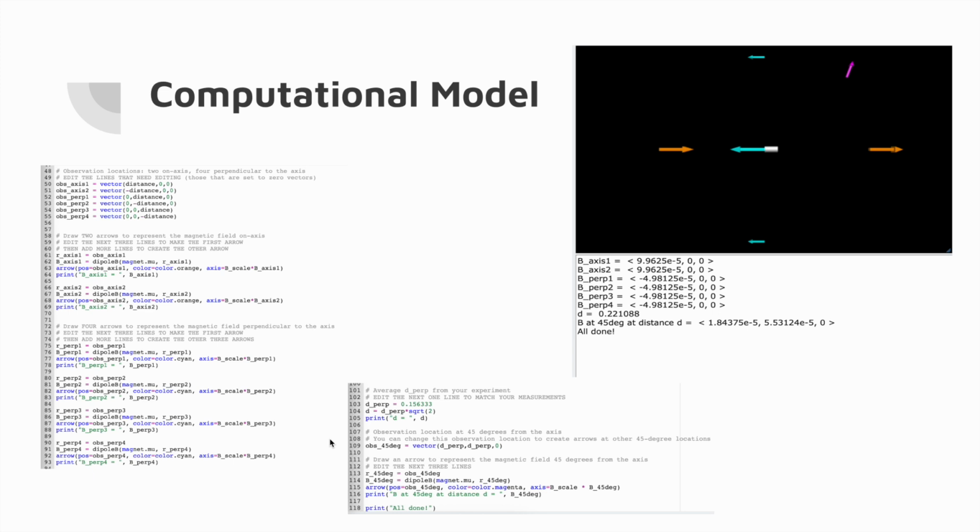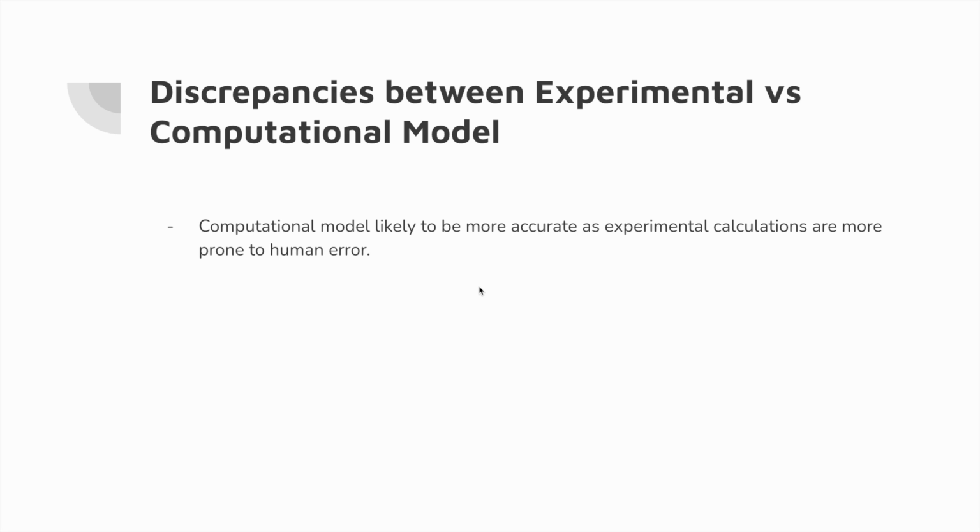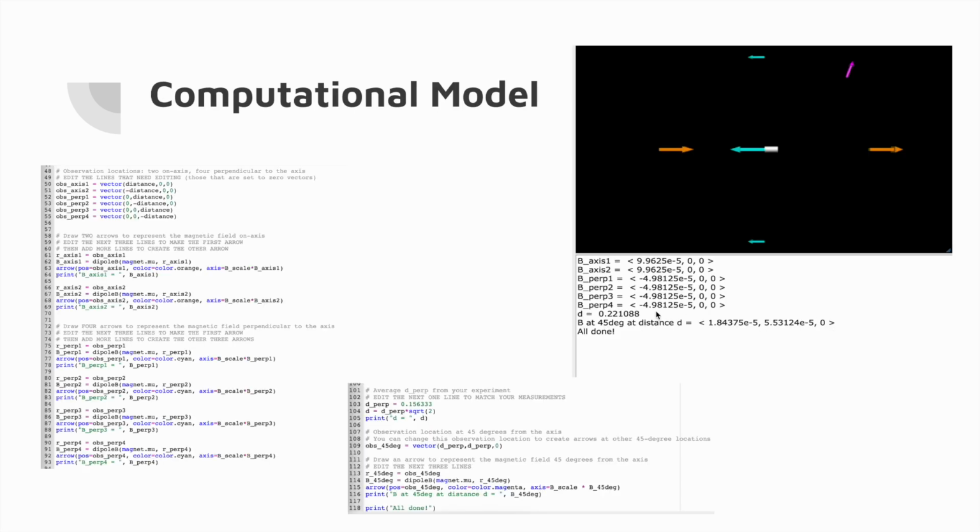amp meter squared. The computational model took the observation locations of both the on-axis and the 4 off-axis values, plugged those in, and this was the visual model that I got. This is also where I got the magnitude of 5.083 times 10 to the negative 5 teslas.